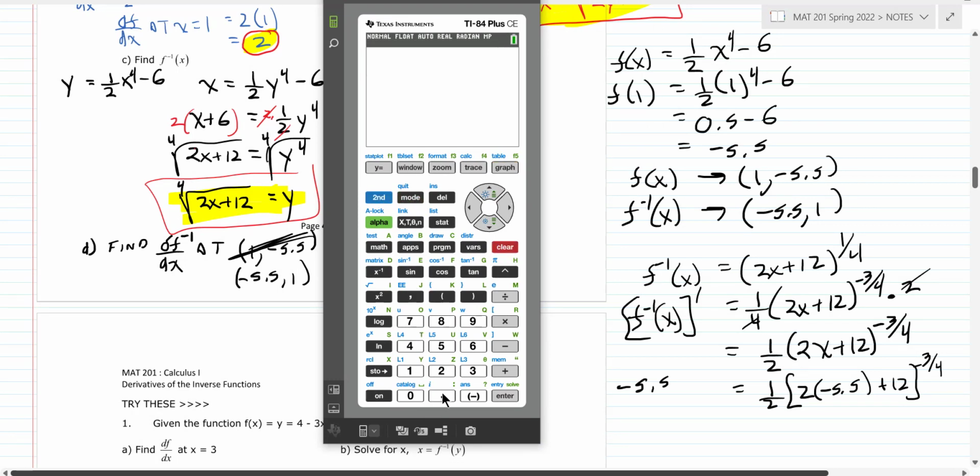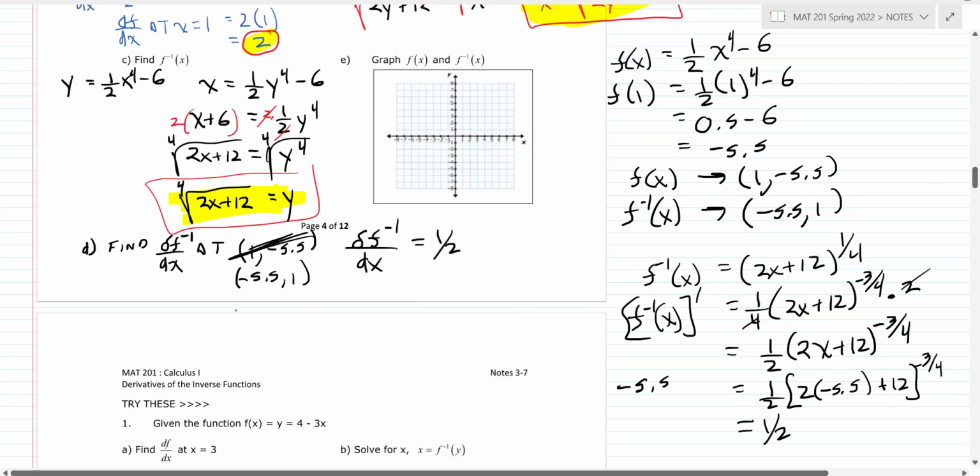Okay, so I'm going to put this in 0.5. I'm going to use 0.5 for 1/2, and then I've got 2 times negative 5.5 plus 12, close parentheses, and then raise that to the negative 3/4 power, like that. See, I get 0.5. I get 1/2.